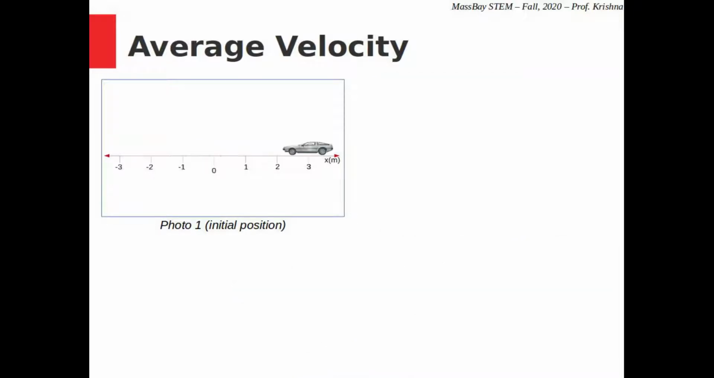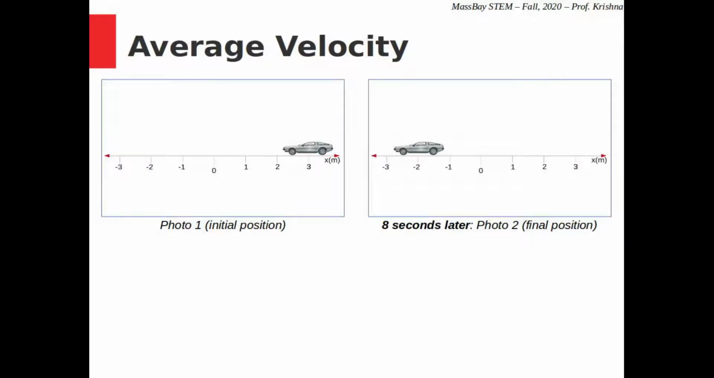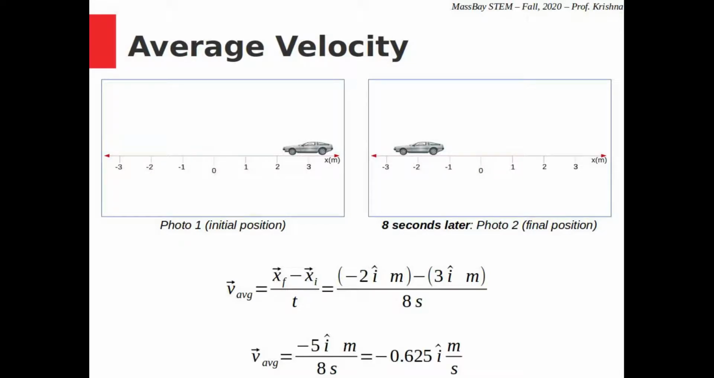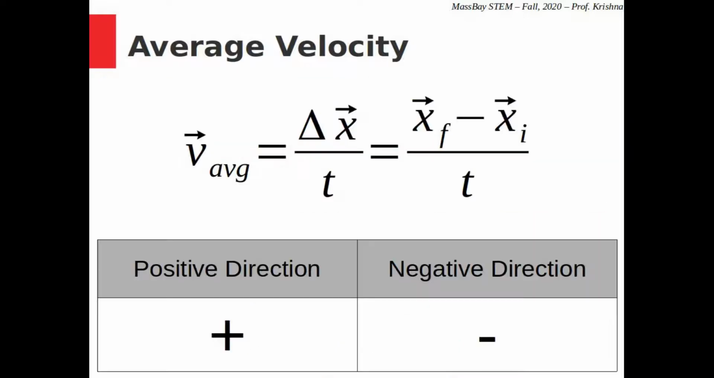On the other hand, if the car traveled from a position of 3 i-hat meters to negative 2 i-hat meters in 8 seconds, we could calculate its velocity as negative 0.625 i-hat meters per second. Just like with displacement, a positive velocity means the object is moving in the positive direction, while a negative velocity means it is moving in the negative direction.